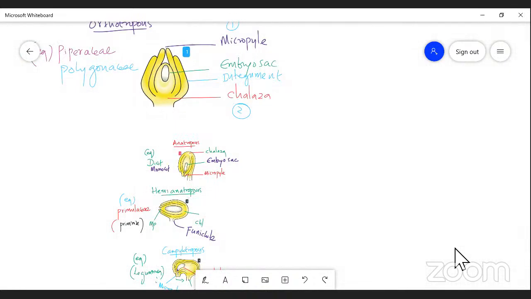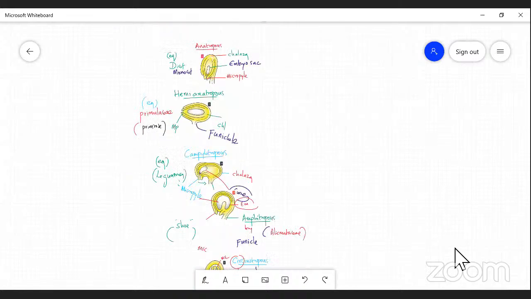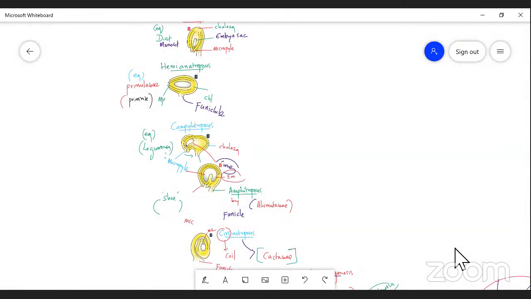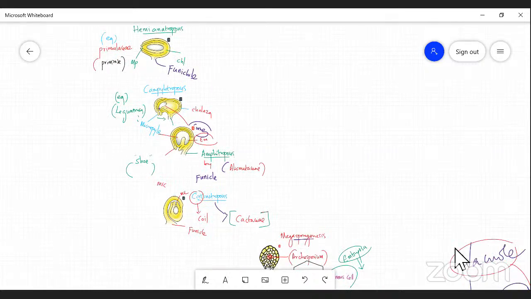When you take any ovule, you can see the micropyle is the upper polar region, and the chalaza is the lower polar region, and in the center you can see the embryo sac. It is protected by a protective layer called the integument, right? This is the integument region that covers the embryo sac. And we have discussed anatropous. It is found in dicots and monocots. Then hemianatropous, found in primula or primrose. Then campylotropous that we have discussed. Then finally we discussed the circinotropous.